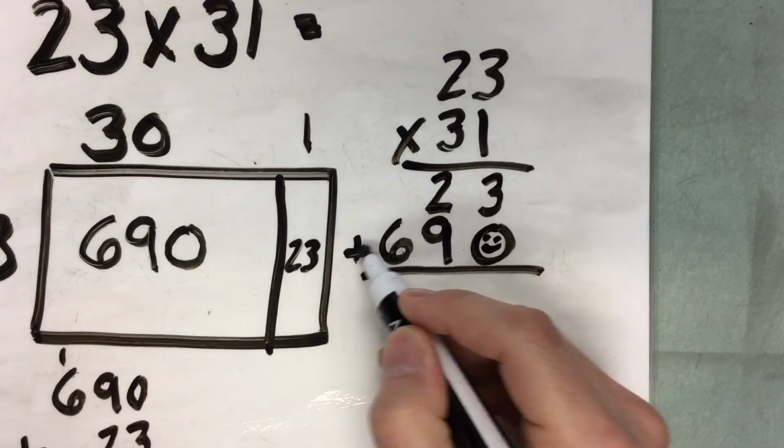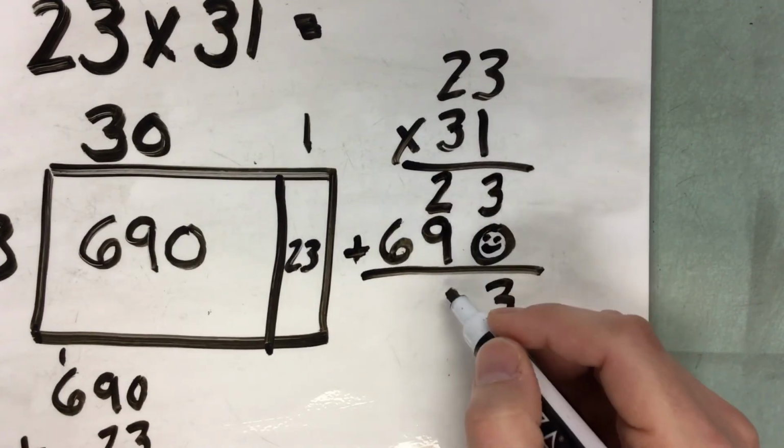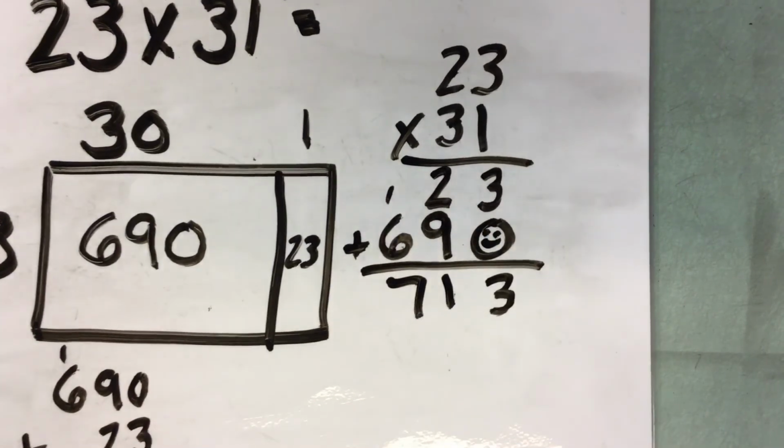Now I need to add these partial products. So 3 plus 0 is 3. 9 plus 2 is 11. And 6 plus 1 is 7.